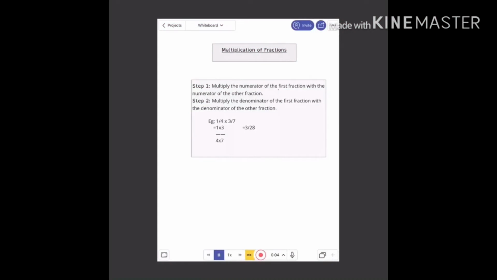Having troubles when multiplying fractions? Don't worry. In this video, we are going to discuss this topic.